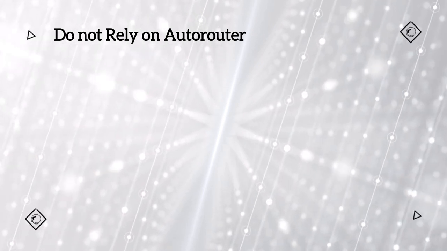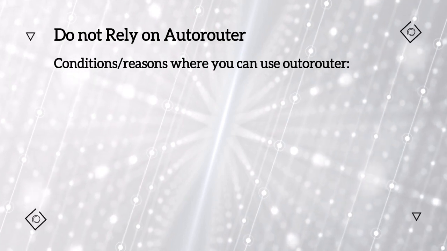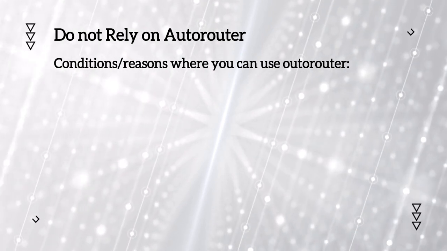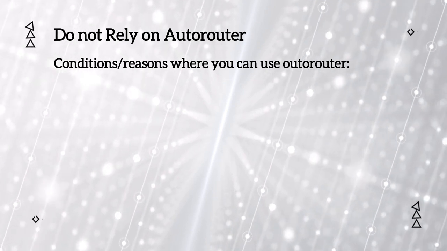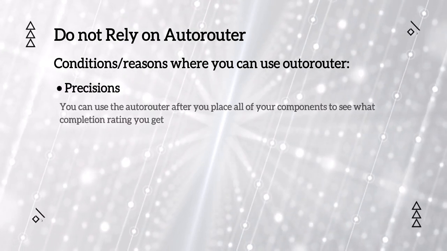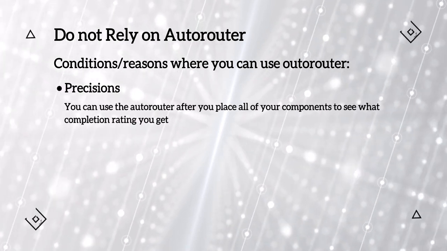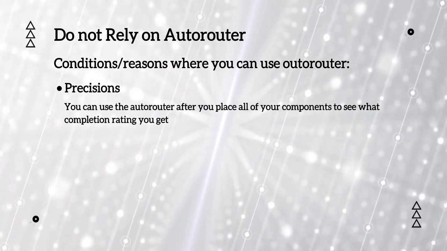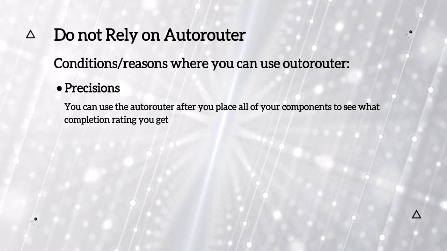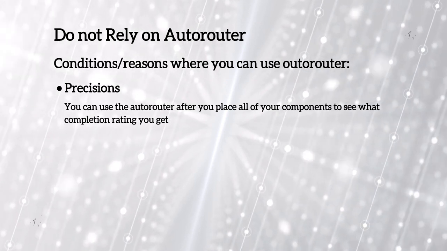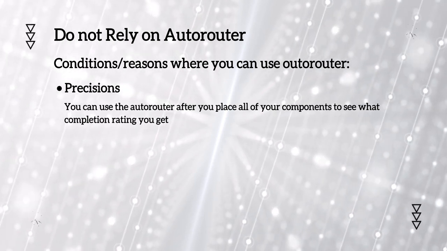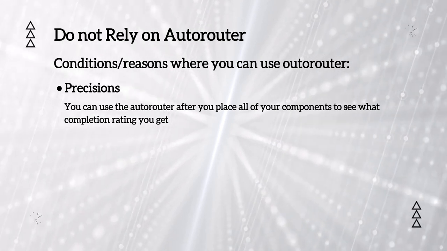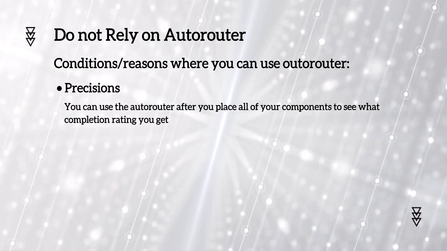There are some conditions or reasons where you should use the auto router. First is precision. You can use the auto router after you place all of your components to see what completion rating you get. If it's below 85%, then this is an indication that you need to make some adjustment to your part placement.